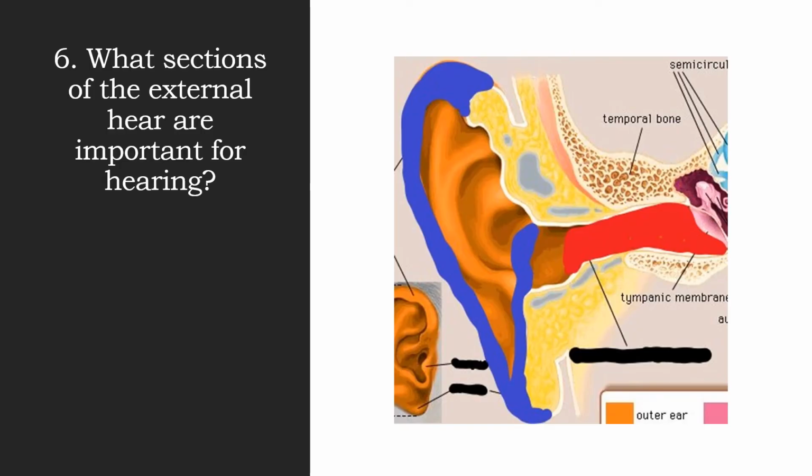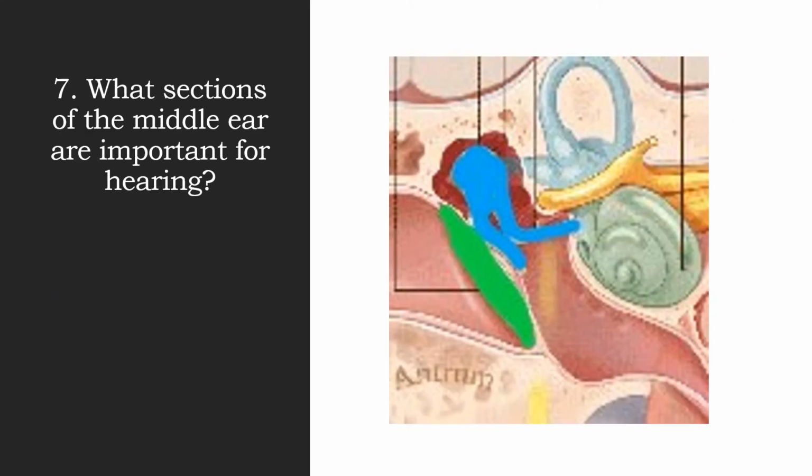For quiz question number 6, what sections of the external ear are important for hearing? Number 1 is the auricle. Number 2 is the auditory canal. For quiz question number 7, what sections of the middle ear are responsible for hearing? Number 1 is the tympanic membrane, and number 2 is the ossicles.